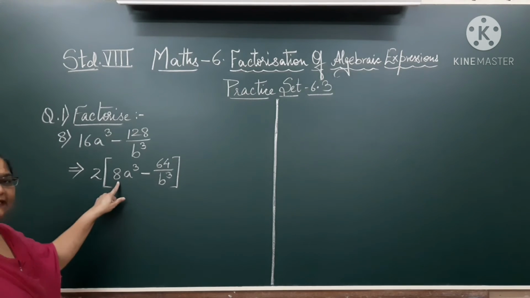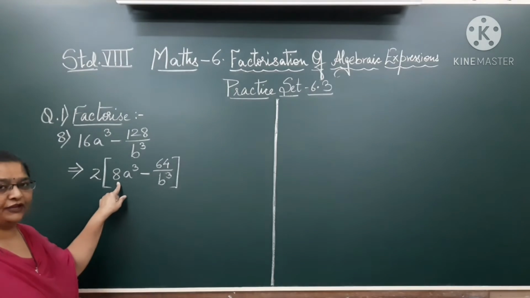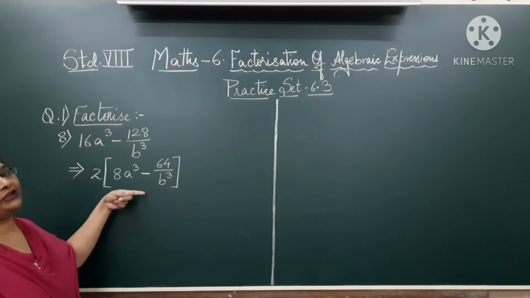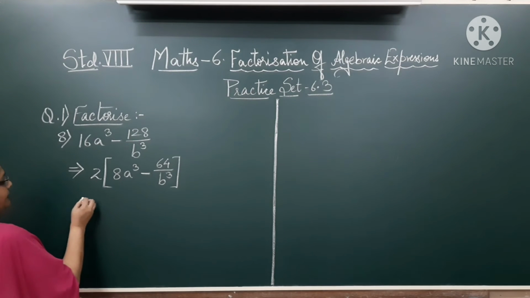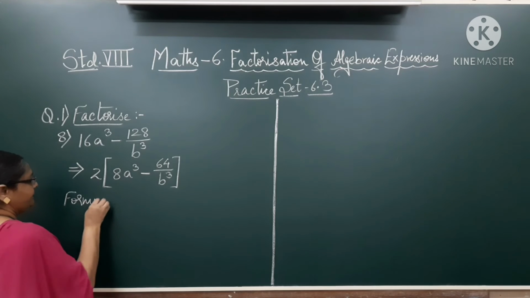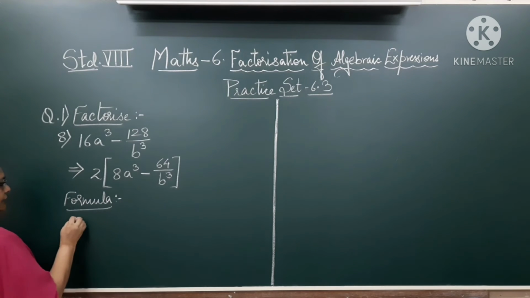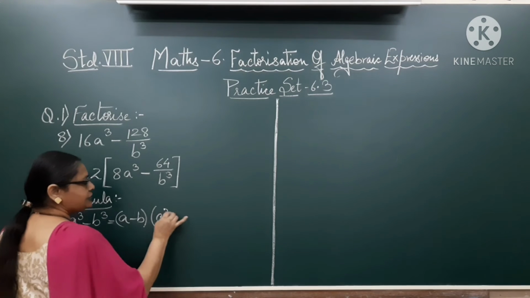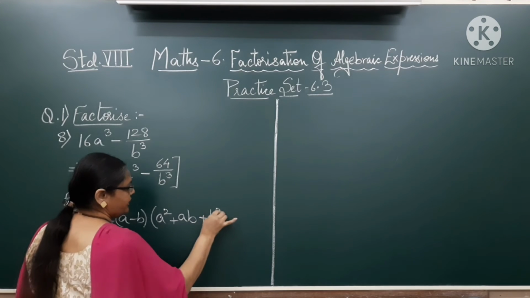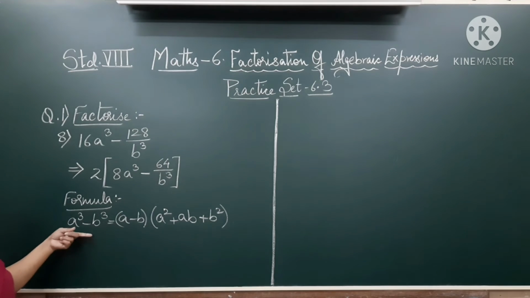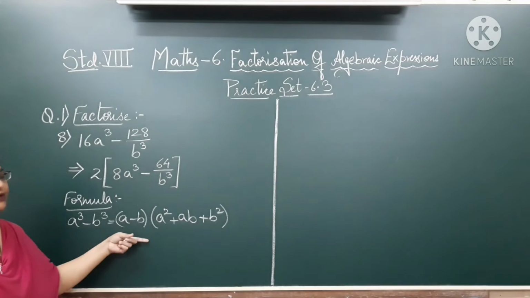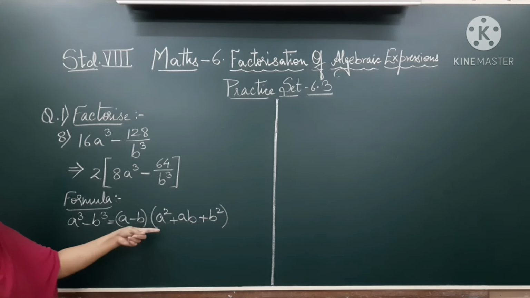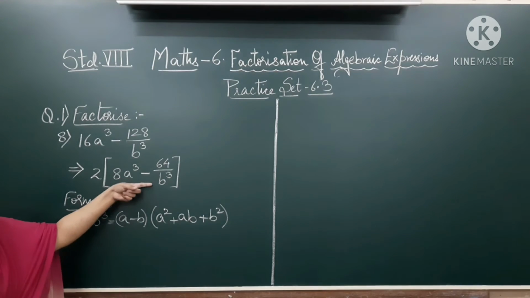So now 8 is a cube of a number, even 64 is a cube of another number. So let us now factorize this particular form using the formula a cube minus b cube is equal to a minus b into a square plus ab plus b square. Right? We now know the factors of a cube minus b cube, and now we are going to write this form keeping the common term as it is, and factorize the algebraic expression.